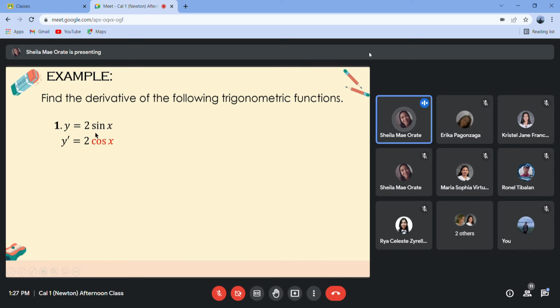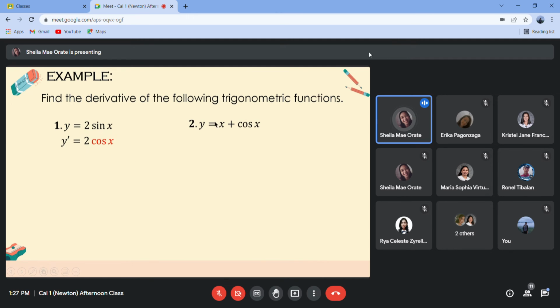Now we're going to find the derivative of sine x. Sorry. So we have here 2 sine x. Our derivative of y here is 2 cosine x. Okay, remember from the theorem earlier, the derivative of sine x is cosine x.